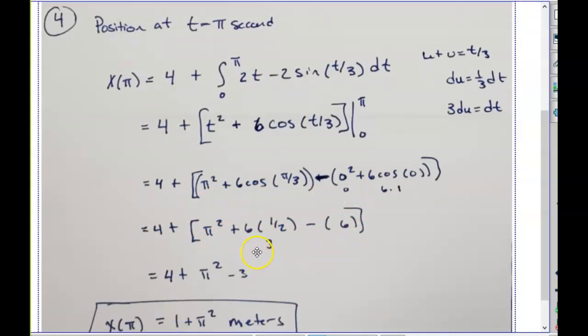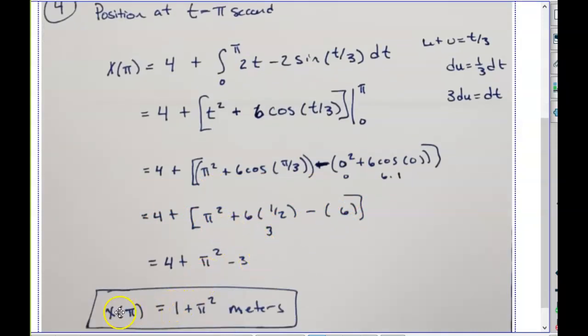I just simplified further, and I ended up getting that the position at pi was 1 plus pi squared meters. And that's as far as we can go, right? We don't have a calculator, so pi squared, we don't want to pretend that we're going to multiply out pi and square it. So just leave it.